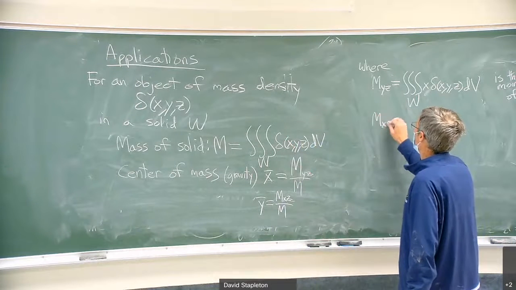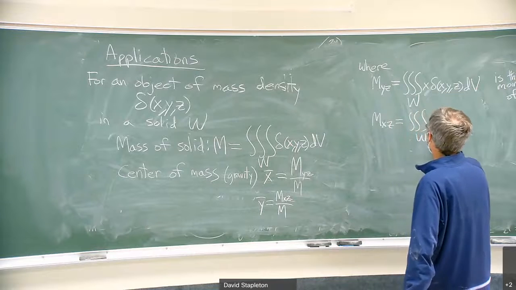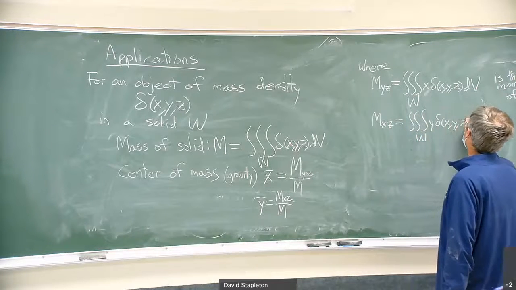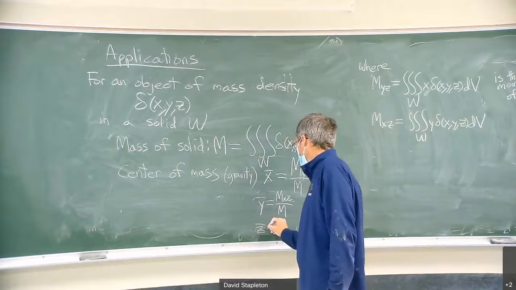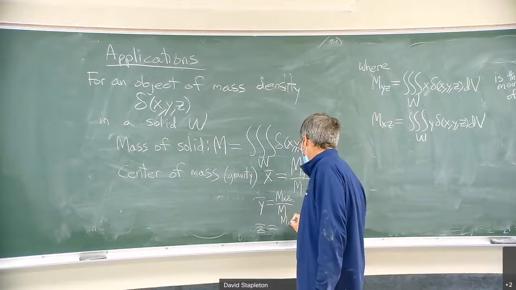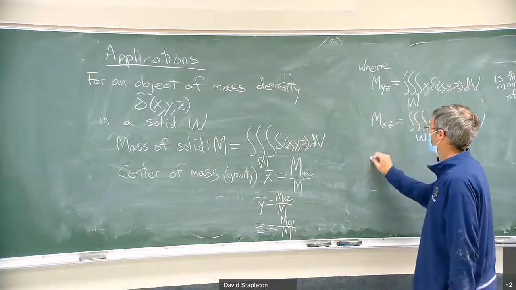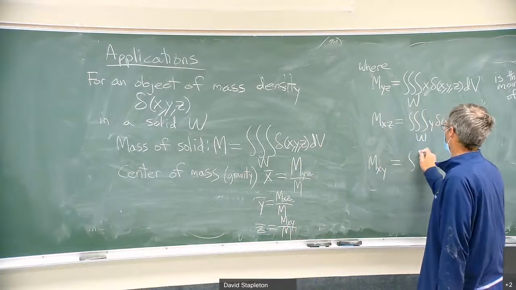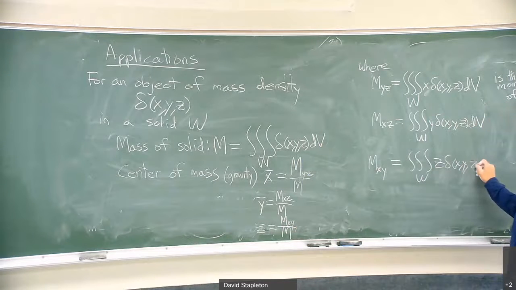And MXZ is the moment about the XZ plane, the triple integral over the solid of y times the density. And then finally, z bar, the z coordinate of the center of mass, is MXY over M, where MXY is the moment about the XY plane, the triple integral of z over the solid. All right, so there's formulas for calculating mass and center of mass using these moments of mass.